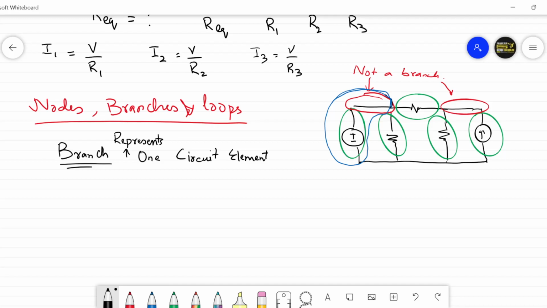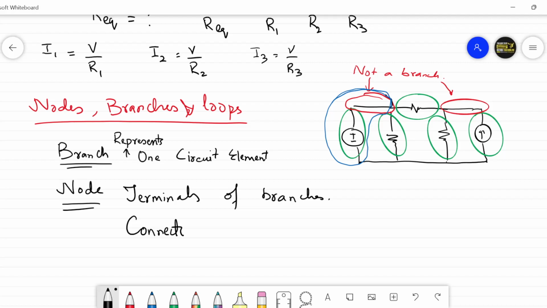Fine. Then you have node. It simply represents the terminals of the branch, or you can say it is the connection between two branches. Fine. Going back to this circuit.